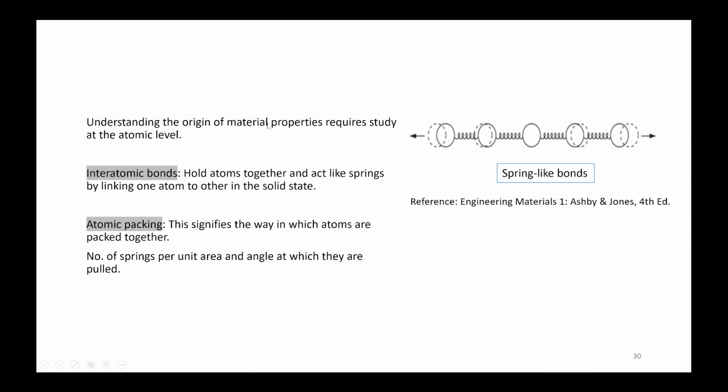Now understanding the origin of material properties requires study at the atomic level. These spring-type lines are the bonds shown. In case of interatomic bonds, these bonds hold atoms together and act like springs by linking one atom to another in the solid state. Atomic packing signifies the way in which atoms are packed together, and it is related to your crystal structure. The number of springs per unit area and the angle at which they are pulled will decide how your crystal structure will look.